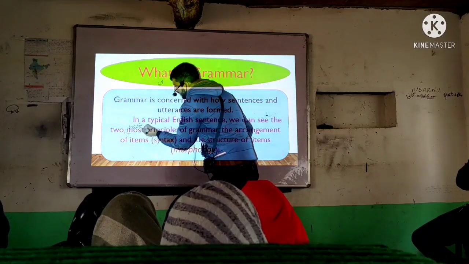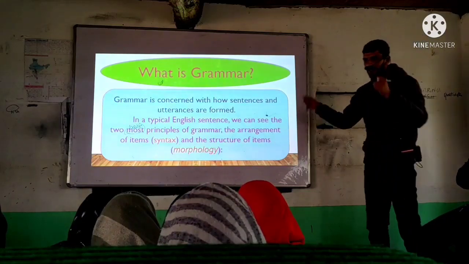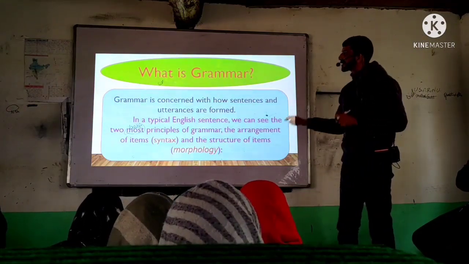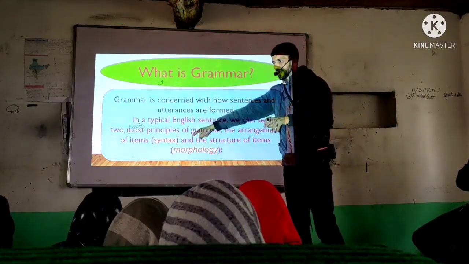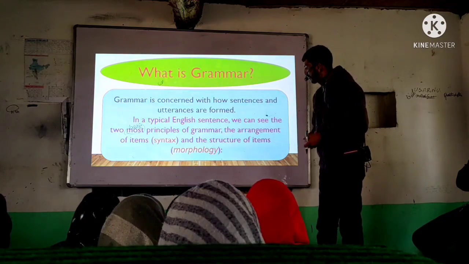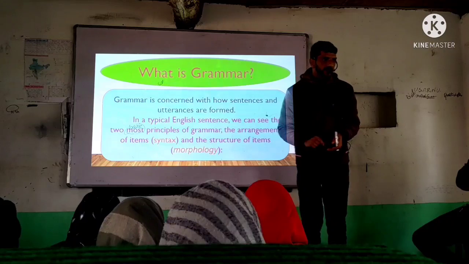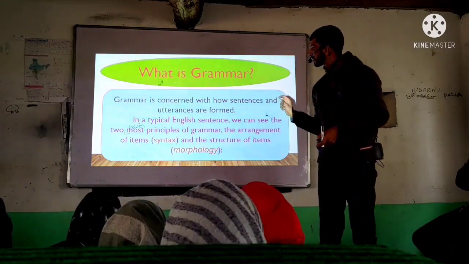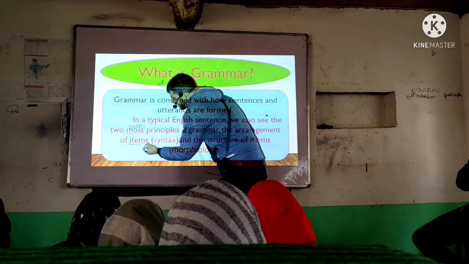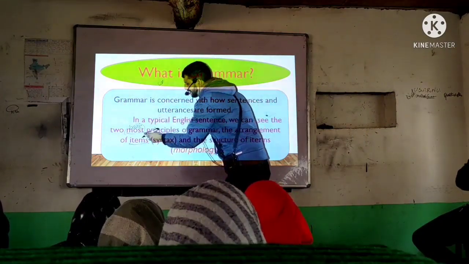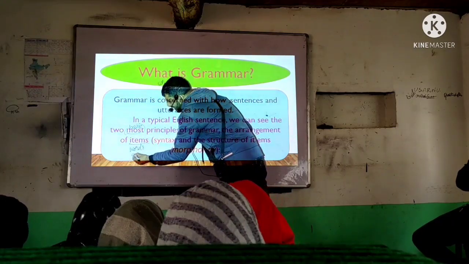Here are two basic principles of grammar. The first one is the arrangement of items. We call it syntax. And the structure of items, we call that morphology. Instead of items, I sometimes prefer to write words, or you may write signs.